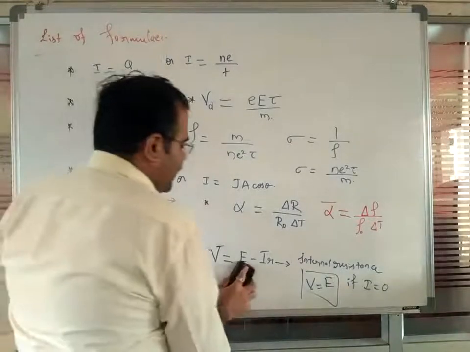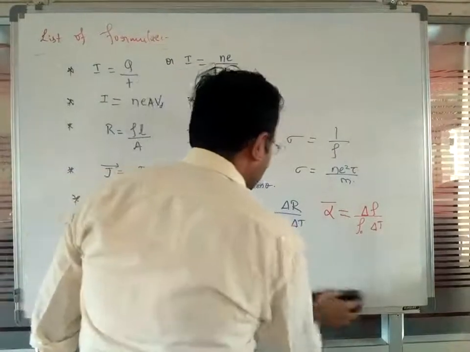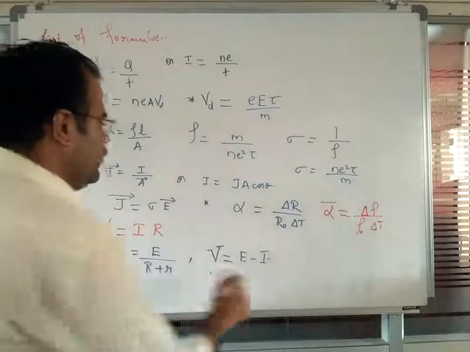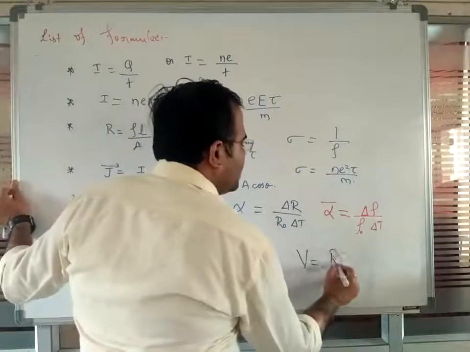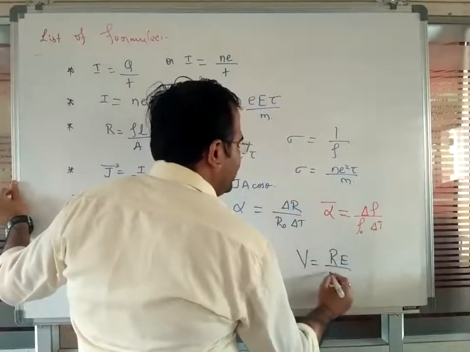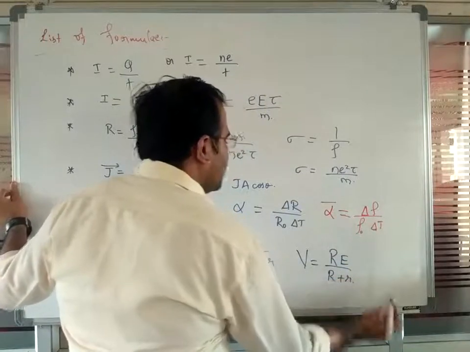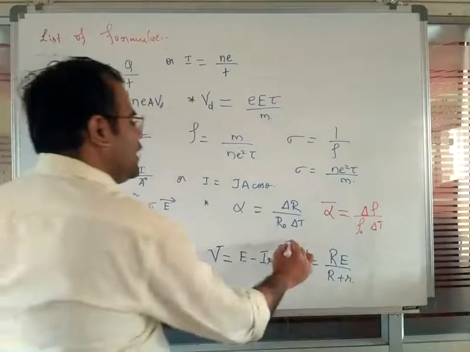Next, after getting this formula, you are going to observe one more condition. V is equal to capital R into capital E divided by R plus small r. Again, it is one of the important formulas.